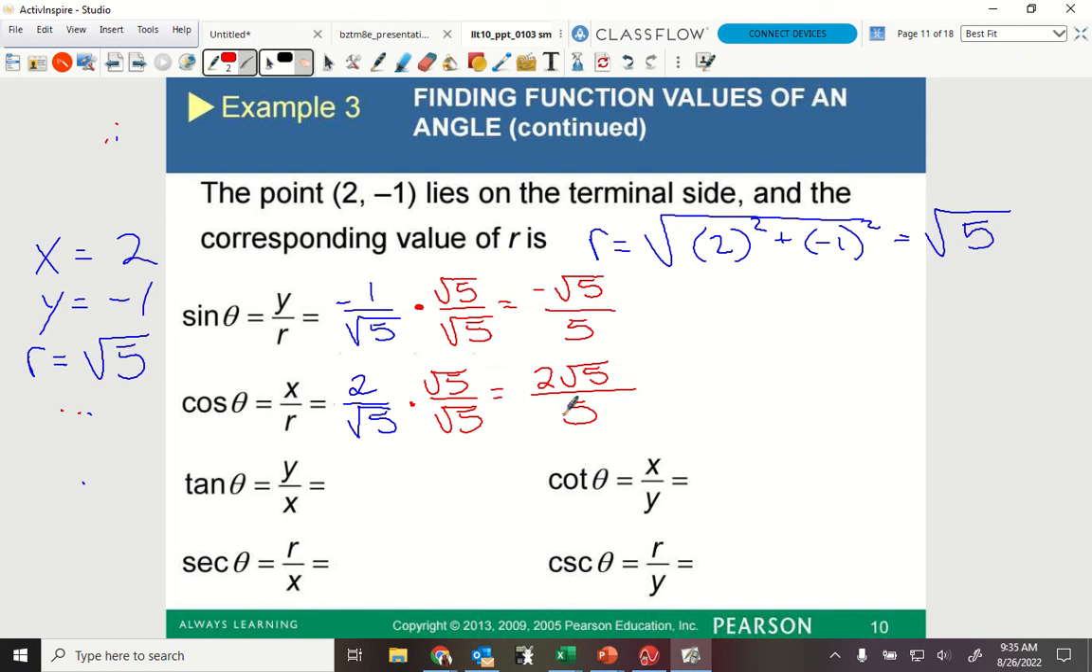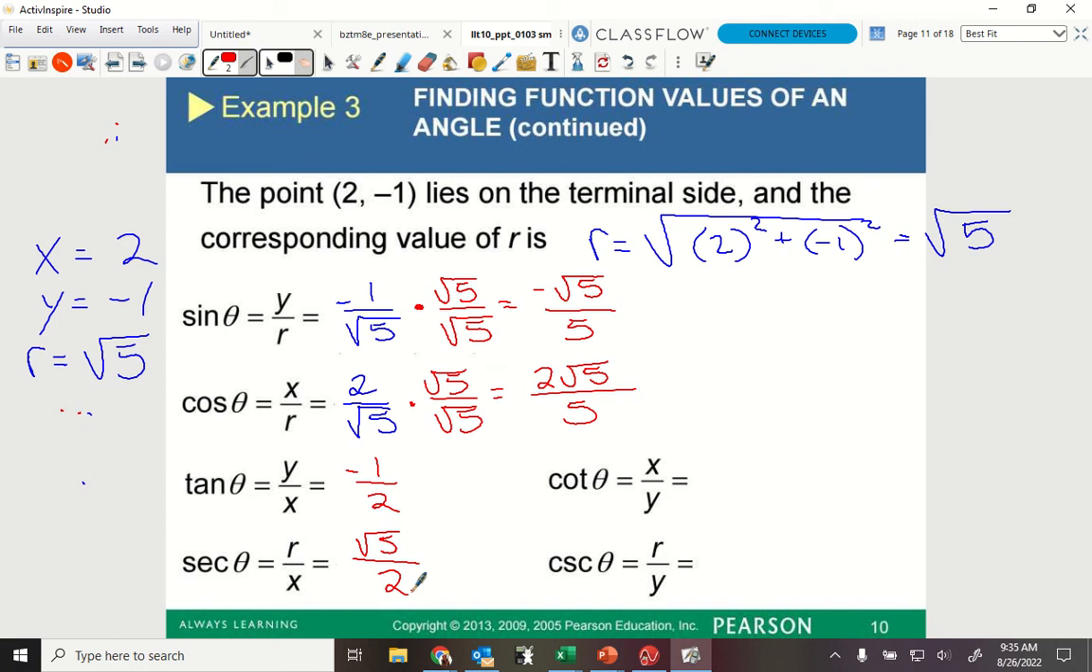Tangent. Y over x, just go ahead, plug those in. Then it's going to be negative 1 over 2, right? Negative 1 over 2. Let's do secant. Is it just going to be rad 5 over 2? Rad 5 over 2, yes. Does that one need to be rationalized? No, because it's on top. It's on top, so we're good there, right?